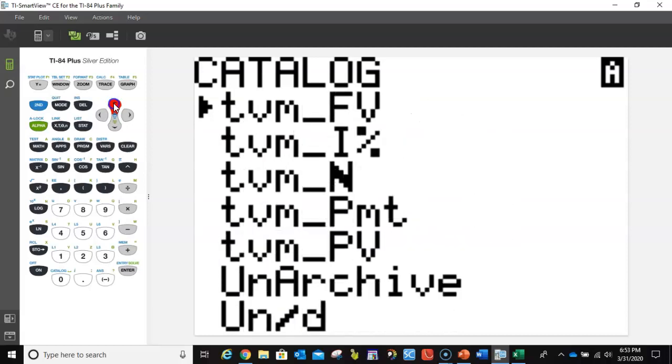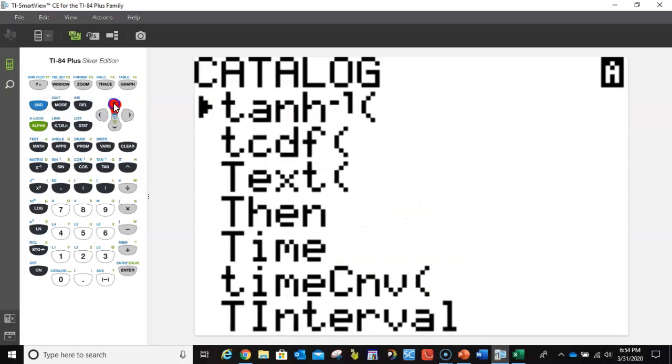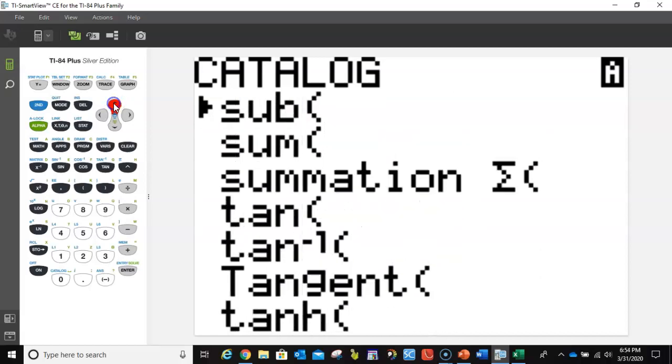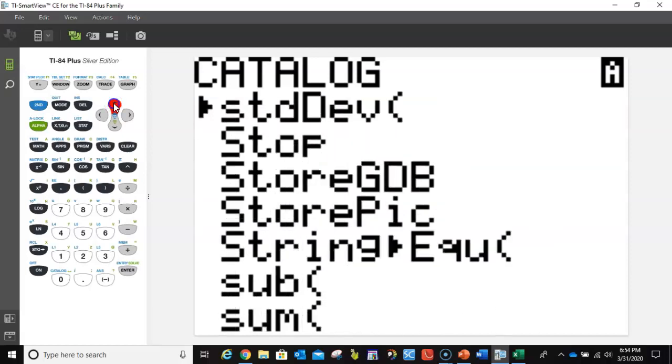Well, I assume this would be quicker, but this might be quicker. We're almost there. Look, we're at the T's, so it's looking up, literally. So summation, there we go, store, stop.